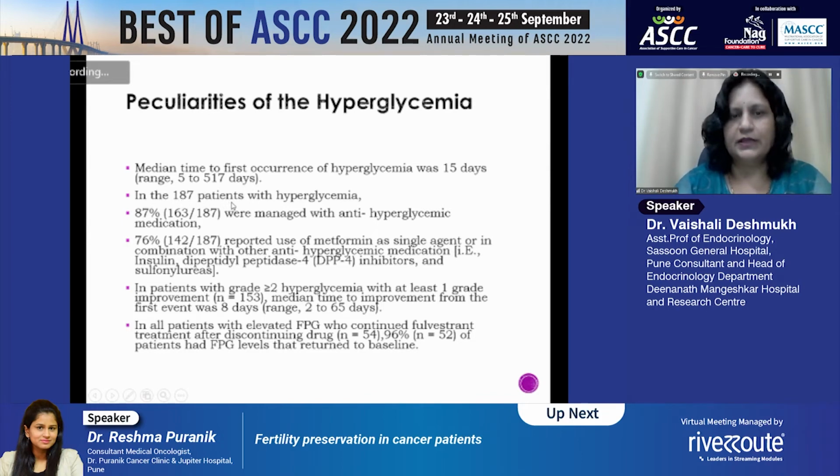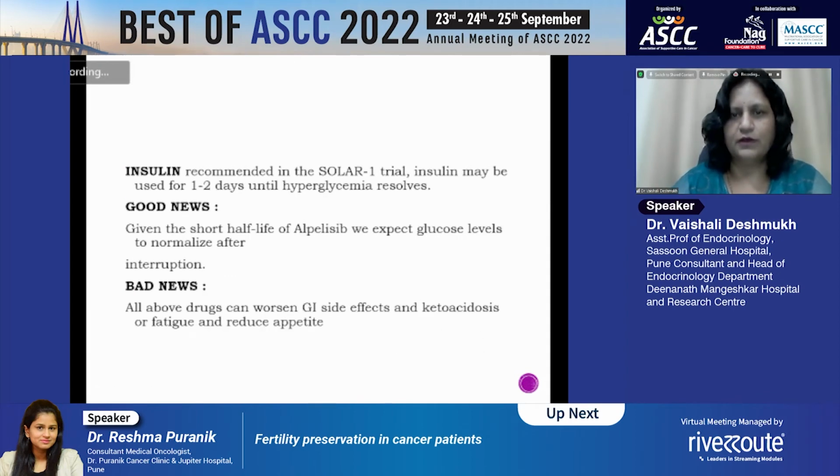This was a study in which they showed that in 187 patients, 87% of these could be managed with oral anti-diabetic agents, and 76 required more than one drug beyond metformin. So for grade 2 hyperglycemia, the median time of improvement was around 8 days. So it required at least 8 days for control of glucose. And those patients who were withdrawn from the drug and were continued on fulvestrant, they usually return to normal. So the diabetes is reversible. This is an important aspect that we need to know in terms of hyperglycemia.